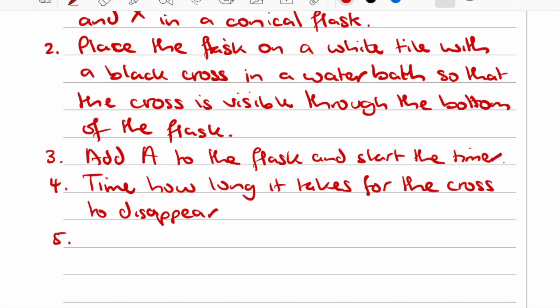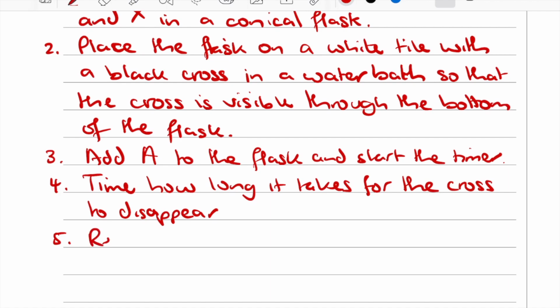That's because if we don't use the same volume of A, we're going to actually be affecting the concentrations of B, C, and X. Because we've added these 10 centimeters cubed to each other, they are in effect diluting each other. So we have to make sure that the total volume is the same each time. Otherwise, we'll be inadvertently changing the concentration for each reaction.